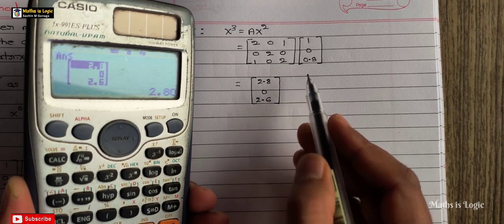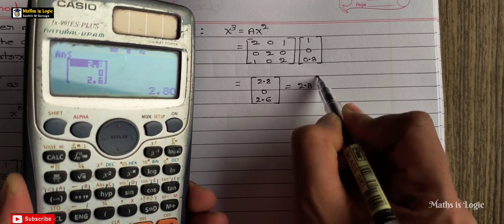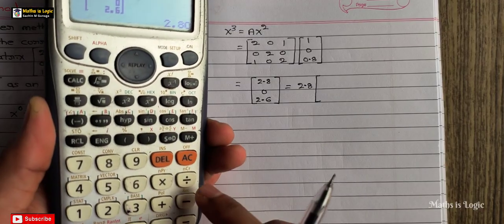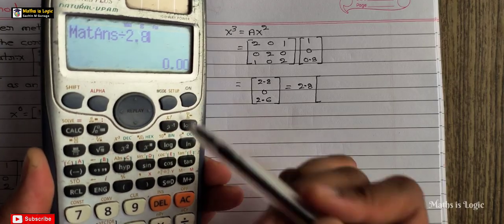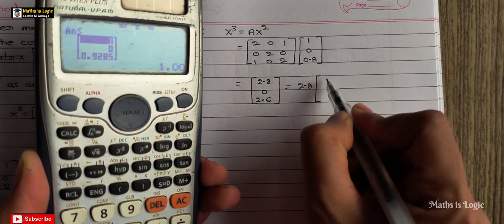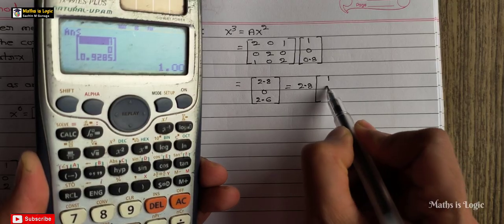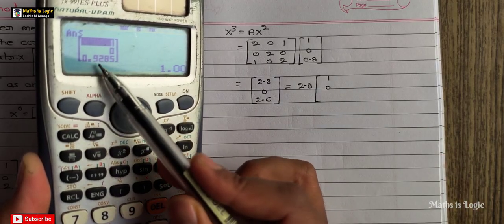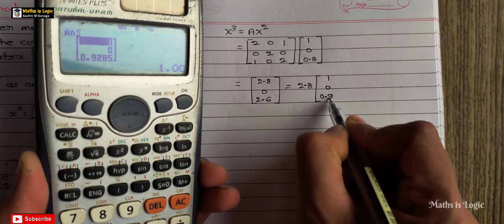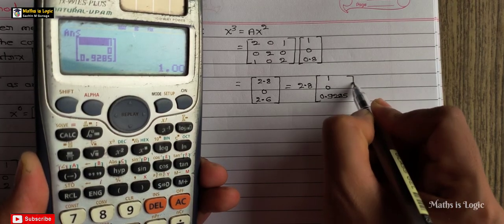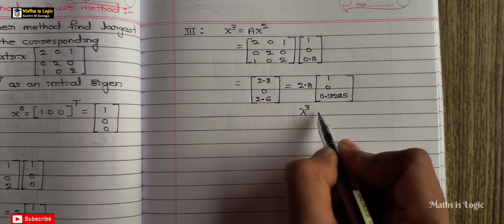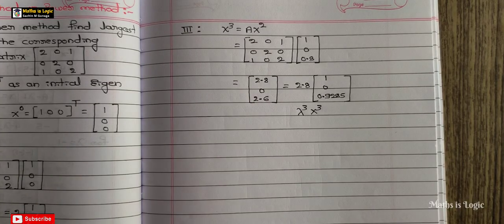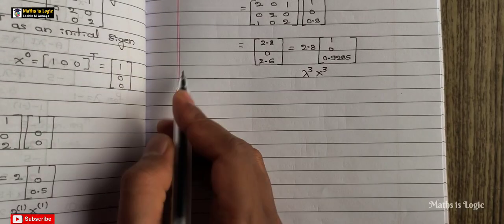Then take the largest value, 2.8, outside. Once I take 2.8 outside, in the calculator divide by 2.8, then press is equals to. So that time it will show you 1, 0, 0.9285. This is the lambda 3 value and this is the x3 value. So now the third iteration is over. Once you complete the third iteration, go with the fourth one.